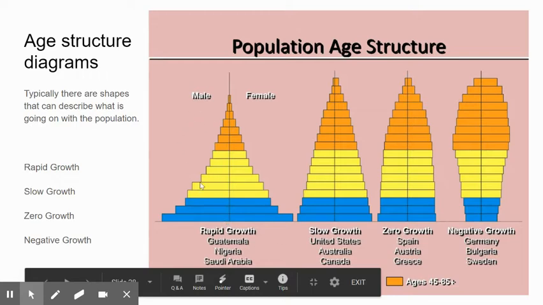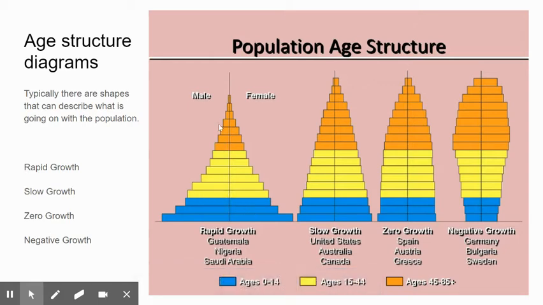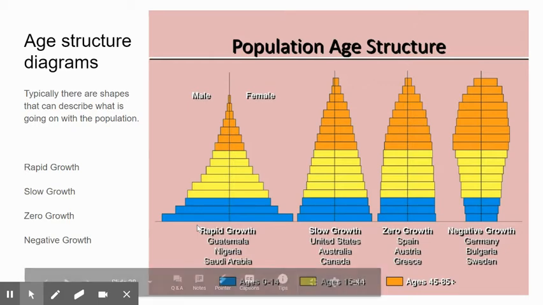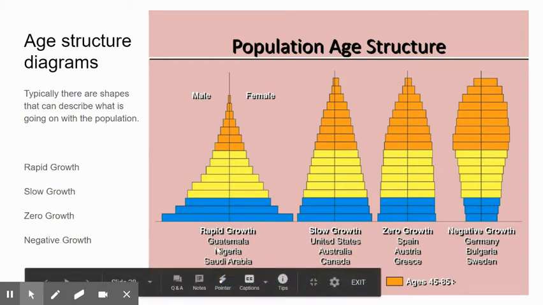So an image like this basically states that a majority of the population is young and very few are older. What this tells us is that that country is experiencing rapid growth or will experience rapid growth. And so we have countries like Guatemala, Nigeria, and Saudi Arabia, and they're shaped like this.